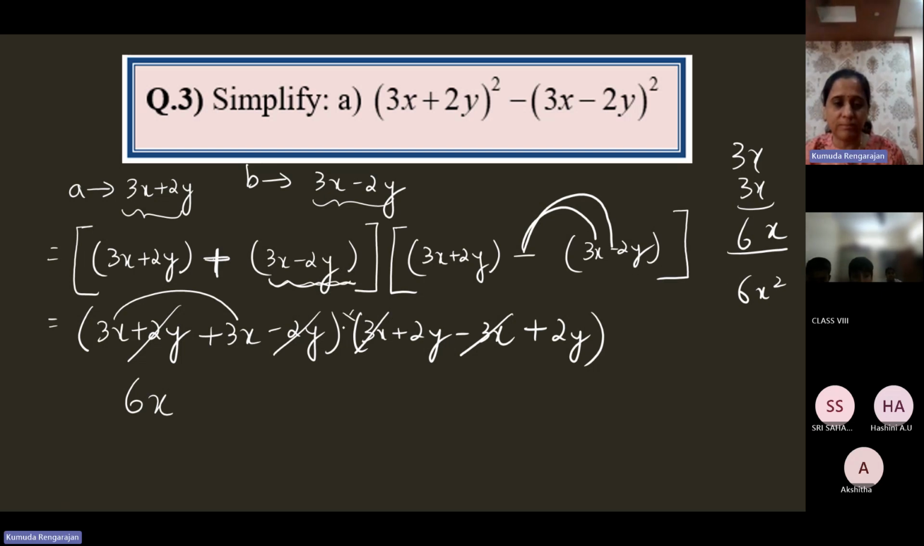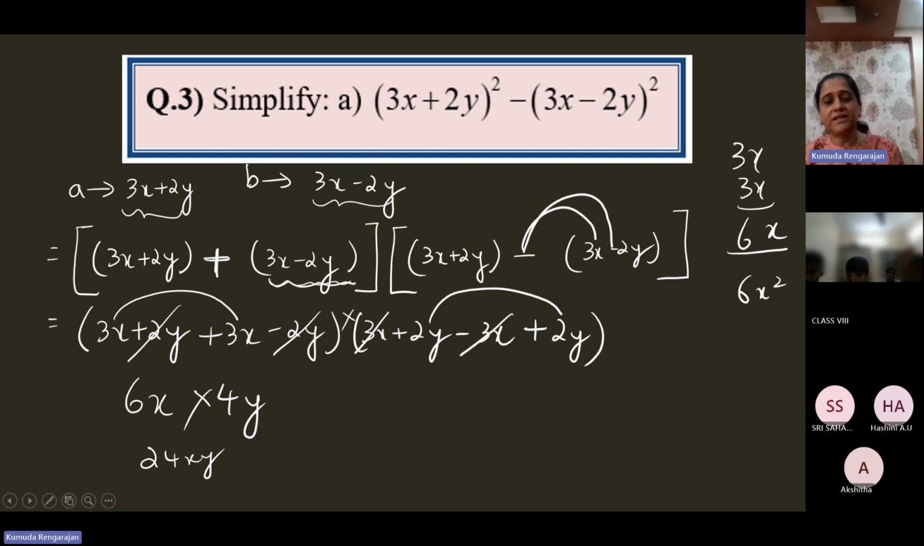Into, this is a multiplication here. Into 2y plus 2y, 4y. 2 plus 2, 4y. Now 6 into 4, 24xy. This is the answer. This is one way of working, that is treating the given question in the form a squared minus b squared. So the answer is a plus b into a minus b.